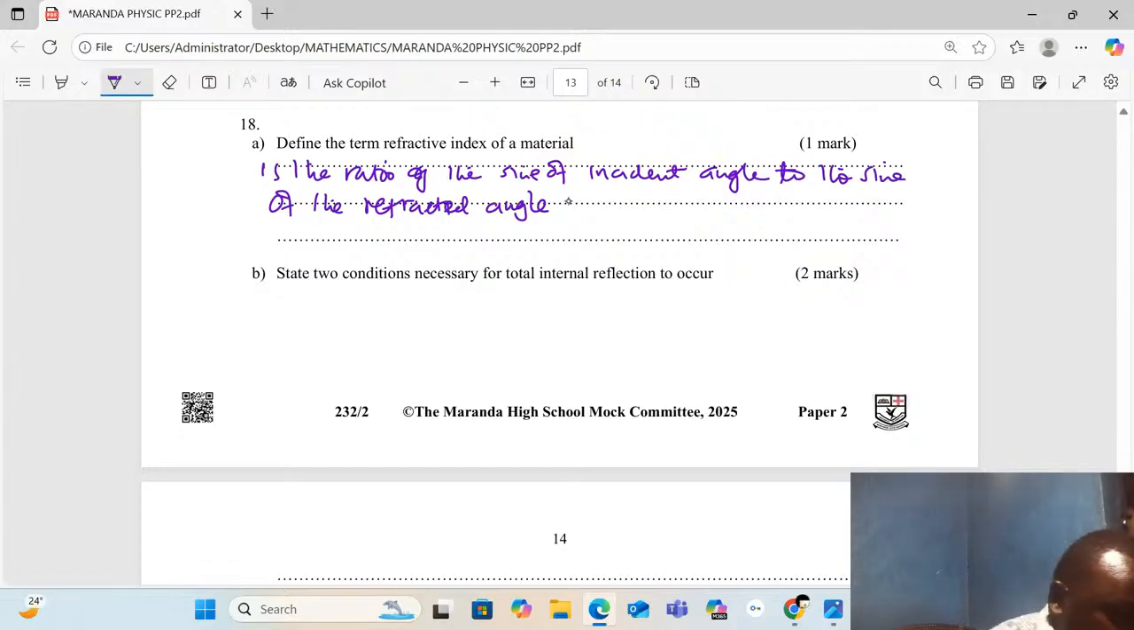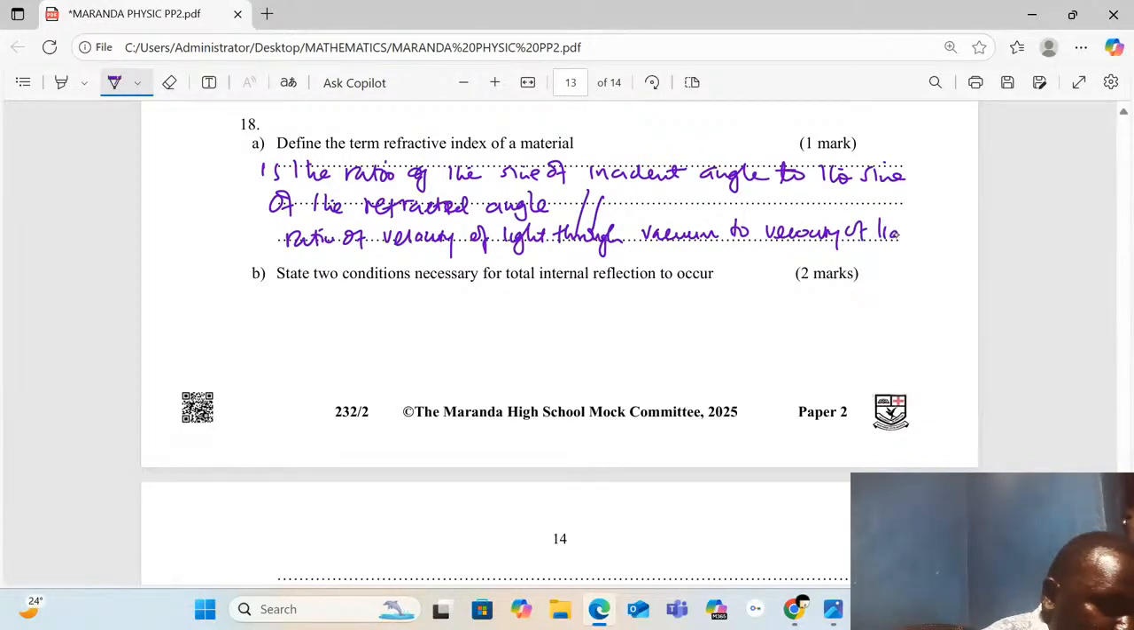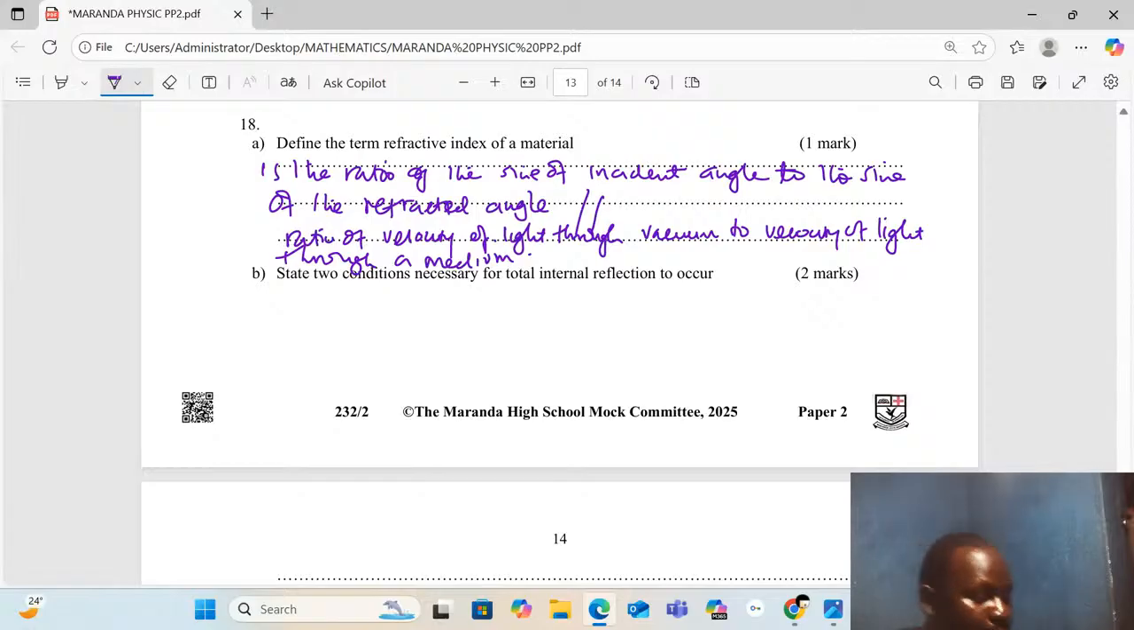Or we can use the velocity, or we divide in terms of velocity. Ratio of velocity of light through vacuum to velocity of light through a medium.